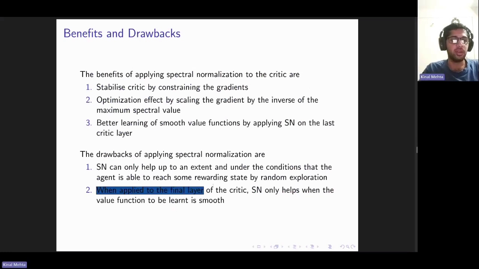And then when we apply it to the final layer, as we saw, it only helps when the value function is smooth with respect to the input state. So yeah, these are the two drawbacks I believe.